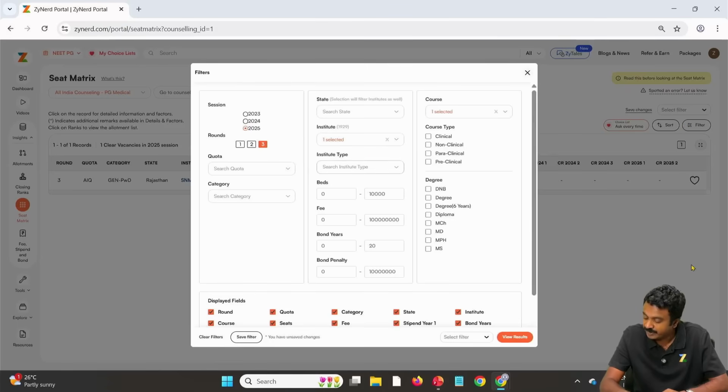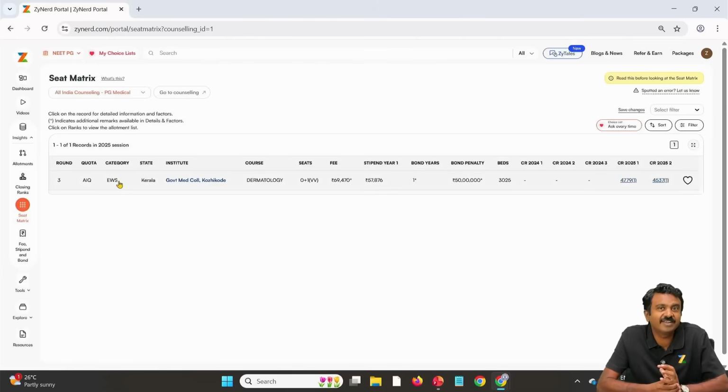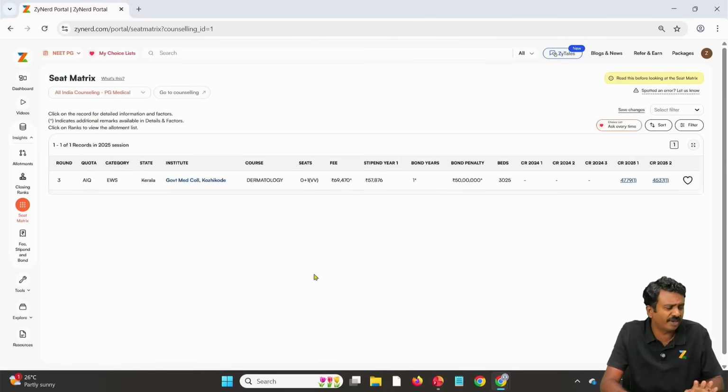But similarly, let us say we are taking a GMC Calicut dermatology seat. It is available only under EWS category. Will it get converted? We can tell you 100% it won't get converted because no EWS candidate is going to leave it. But will it be in your choices? It will be in your choices. It is up to you to add this or not. Don't evaluate. You add this, you don't get this choice, it will automatically move on to the next one. If you have a higher ranker, you can still go ahead and add it, knowing that very, very less chance, but no disadvantage by adding these choices.